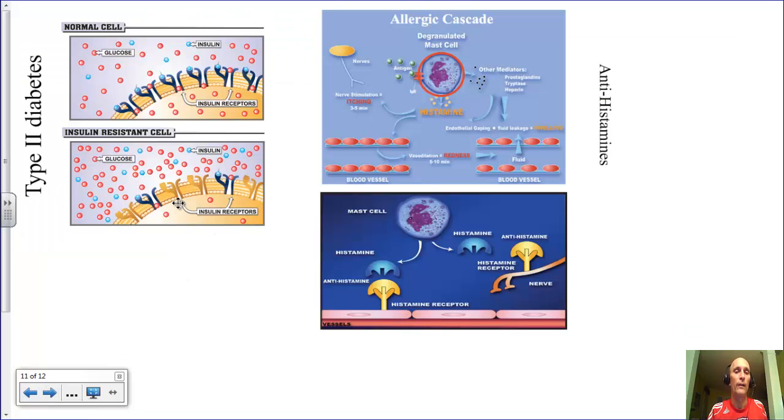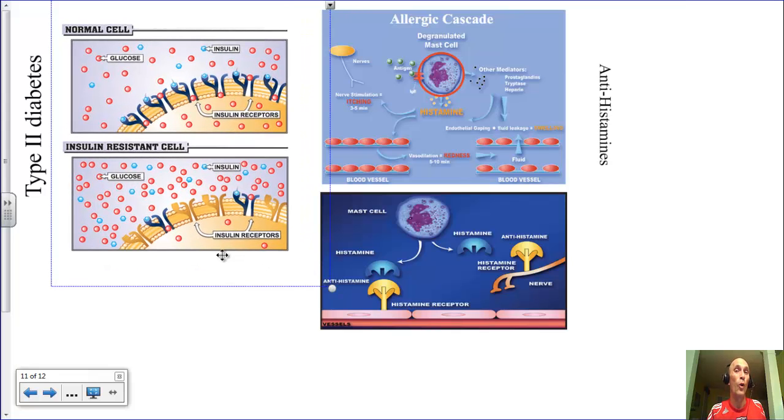Type 2 diabetes occurs when the cell no longer responds to that insulin signal. So in a normal cell, what happens if we have glucose in high concentration outside the cell, the insulin comes, it binds to a receptor on a muscle cell, let's say, and the muscle cell says, okay, I'll take in some glucose and I'll store it as glycogen. And so the glucose goes in.